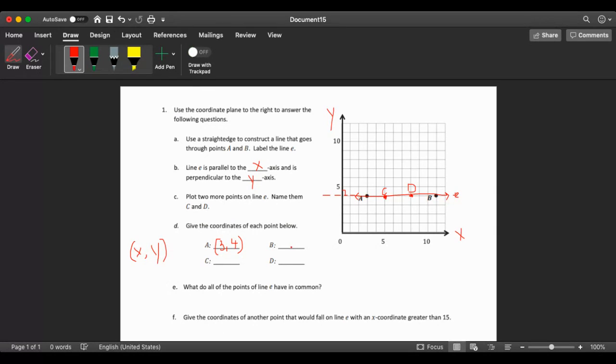All right, let's do B. I see B is past the 10. It's only 1 past the 10, which means it's 11. And then we count up 1, 2, 3, 4. So it's 11, comma, 4. Ooh, that's supposed to be a 4. Sorry, guys. I haven't mastered the art of using the drawing tools on Microsoft Word. All right, I want you to find the coordinates of C and D on your own. All right, for C, you should have gotten, I hope you paused the video, 5, comma, 4. And then for D, you should have gotten, let's see, 5, 6, 7, 8, so 8, comma, 4.